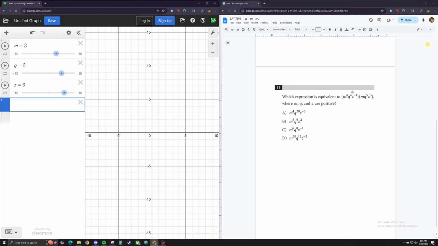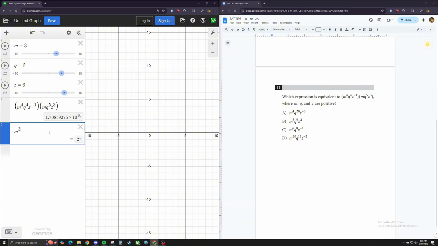And then you put in the expression that they give you, M to the 4th power times Q to the 4th power times Z to the negative 1 power, all times M times Q to the 5th power times Z to the 3rd power. Okay, so this is a really big number, but that's fine because you're just going to let decimals do all the work for you. So now you just pick one of these and just see which one it matches with. So M to the 4th times Q to the 20th times Z to the negative 3. And that's not the same number, so it's not A. And just keep doing this until you find the right answer.